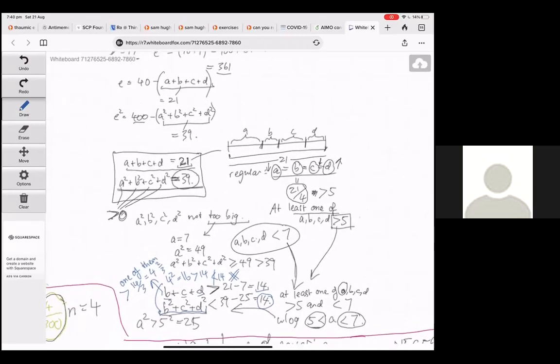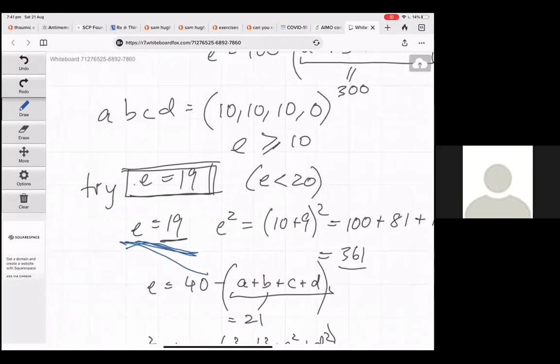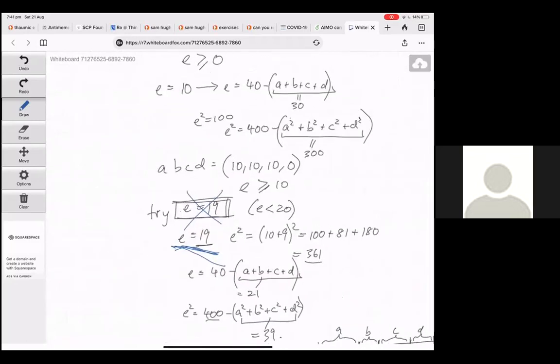We found that if E is equal to 19, then we get these conditions on the rest of the numbers, and we basically saw that we have some bounds for each of the values. So at least one of them is between 5 and 7, which basically makes the rest of the stuff impossible just by doing all this sizing stuff. Okay, so that does not work. So 19 doesn't work.